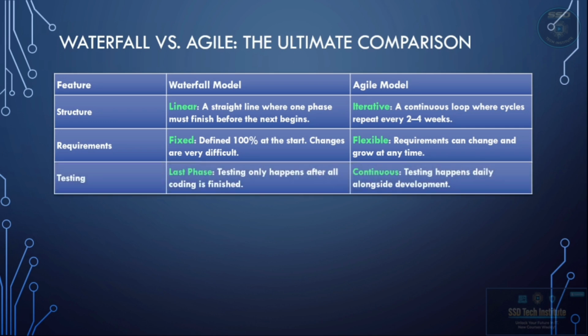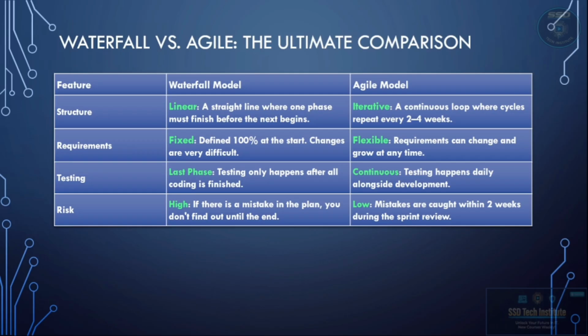Whereas in the testing phase, in the waterfall model, testing is in the last phase. It happens only after the coding has completely finished. Whereas in agile, testing is continuous. We test daily, alongside the developers.